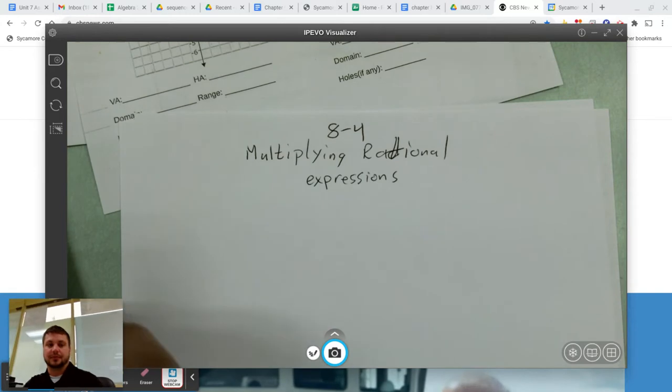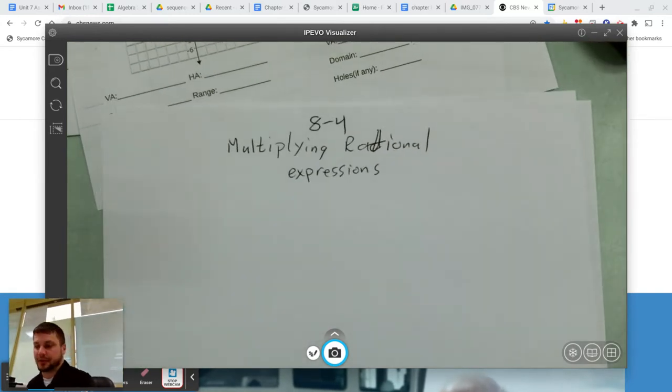I'm going to turn my screen this way a little bit to be able to see me a little better. I'm going to get a little bit more comfortable here.